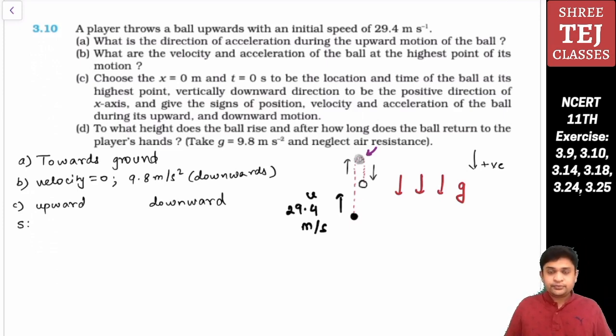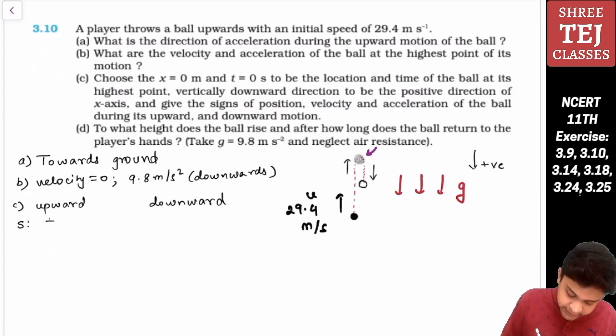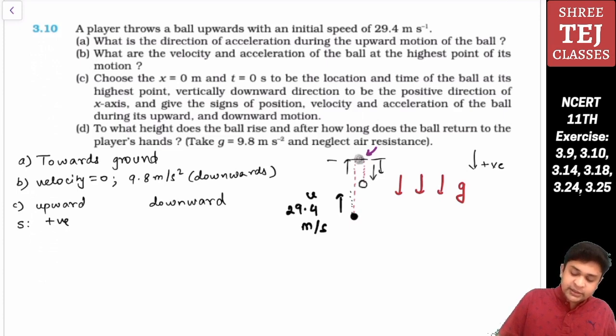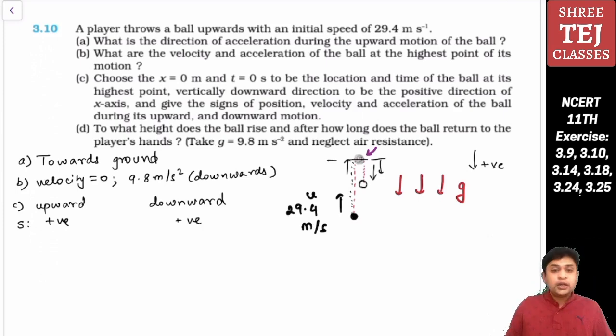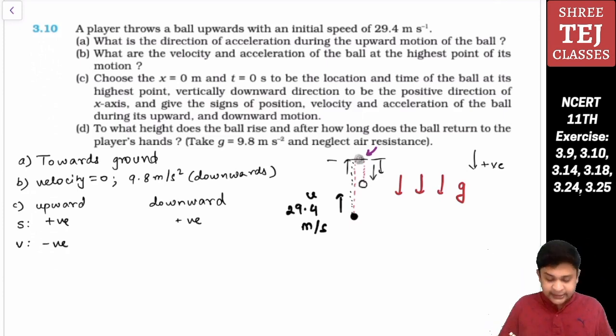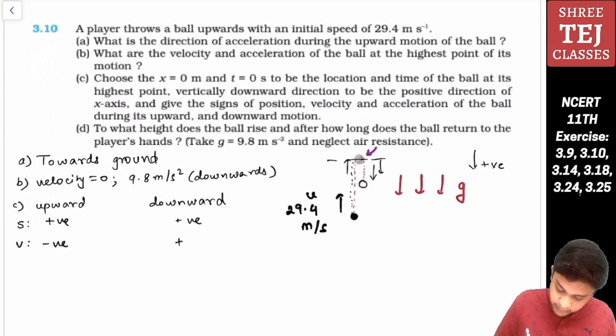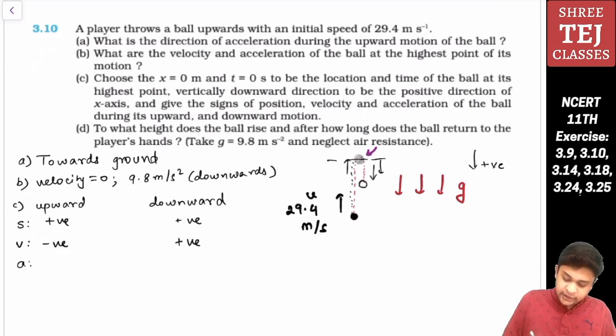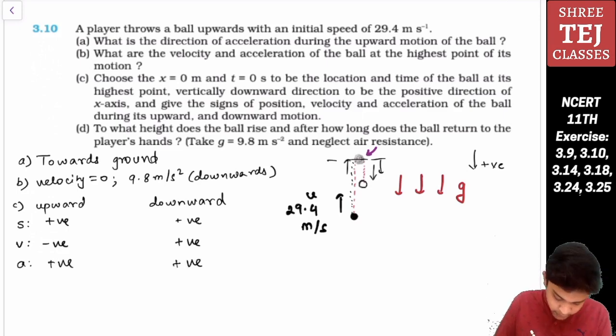Position in upward motion will be positive because this level is 0, everything below it is positive. So ball will decrease its positive value in position. So position will be still positive, downward direction also position will remain positive. Velocity will be negative because it is in the upward direction initially, and while it is coming downwards it will be positive, and acceleration will be positive in both cases.